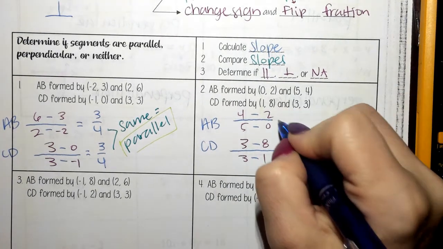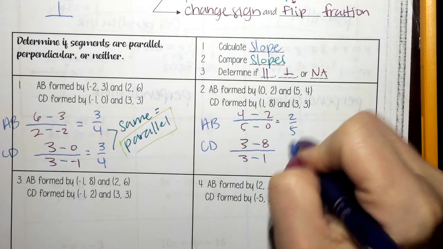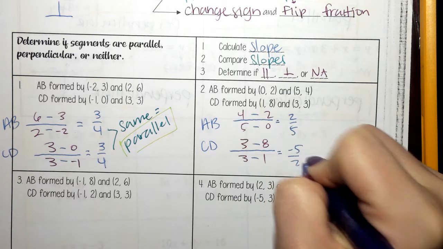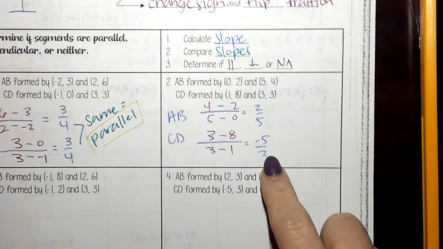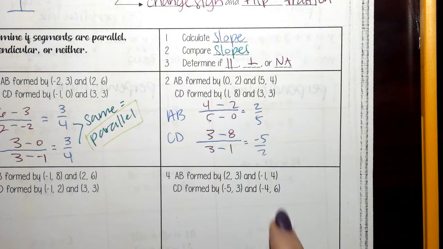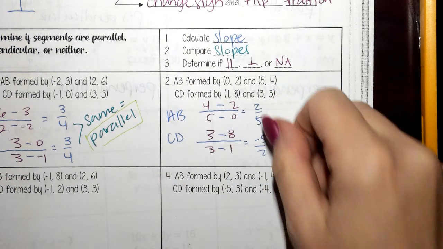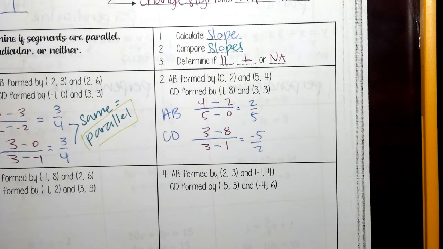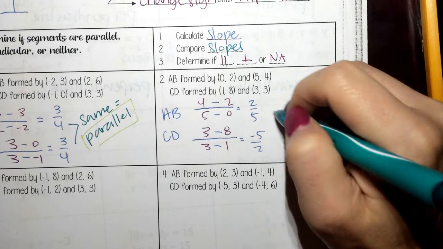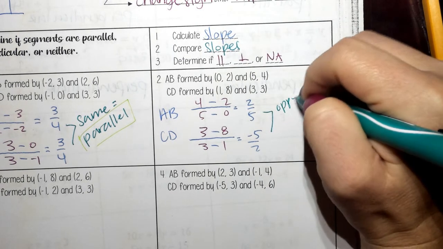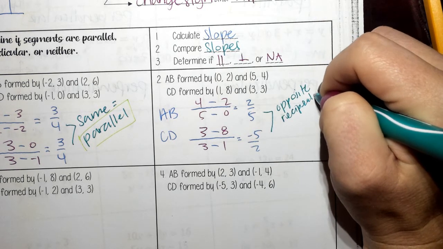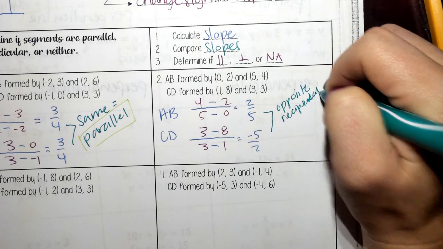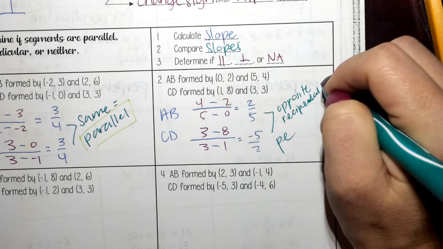And here we've got 2 over 5, negative 5 over 2. Compare my slopes. One's positive, one's negative, so they're opposite signs, flipped fraction of each other. And they are, so these are opposite reciprocals, if I can spell. So these lines are perpendicular.